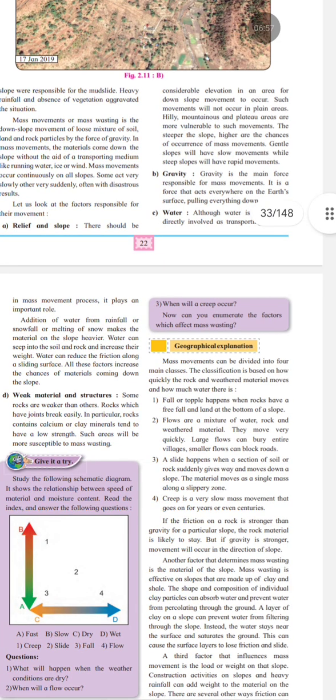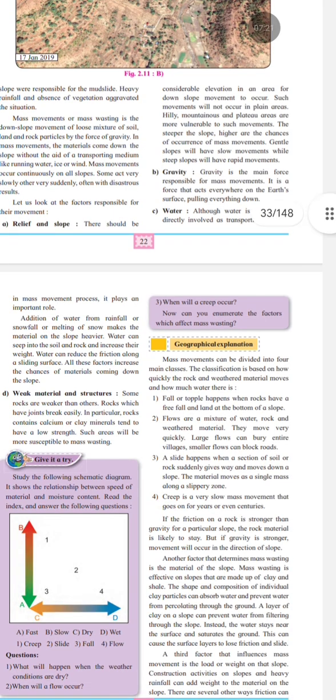Next is gravity. Gravity is the main force responsible for mass wasting. Gravity constantly pulls objects towards the earth's surface. If the force holding material on the slope is stronger than gravity, the material remains stable. But if gravity becomes stronger than the resistance of friction, the material starts moving downhill. Our next responsible factor is water.